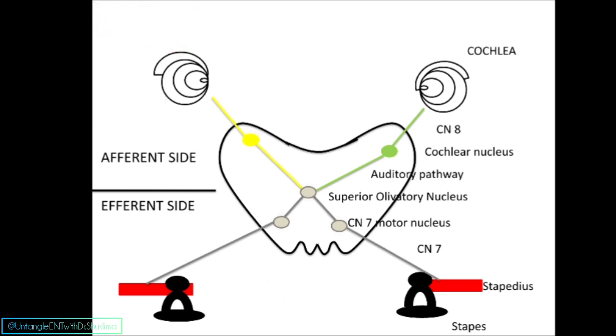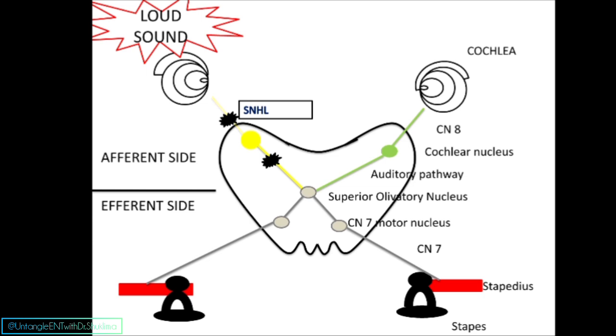Suppose there is sensorineural hearing loss on the right side, suppose there is auditory neuropathy or acoustic neuroma on the right side, and we give a loud sound on the right side. So the afferent part is disturbed and therefore we get bilateral absent AR and recruitment is positive. We will study about recruitment in some other video.